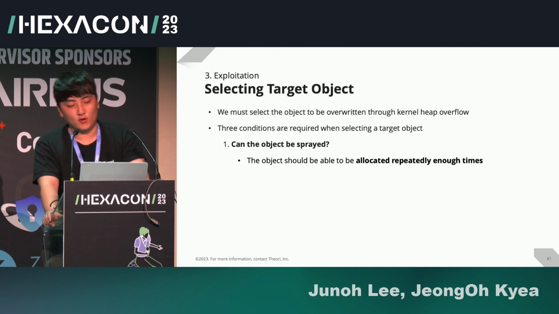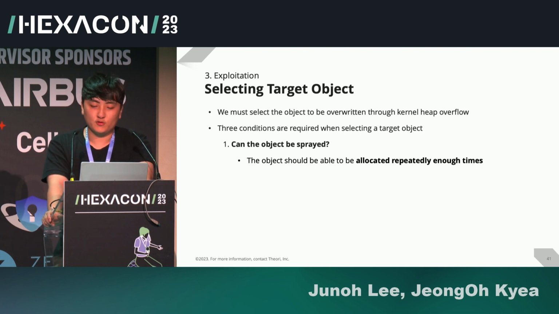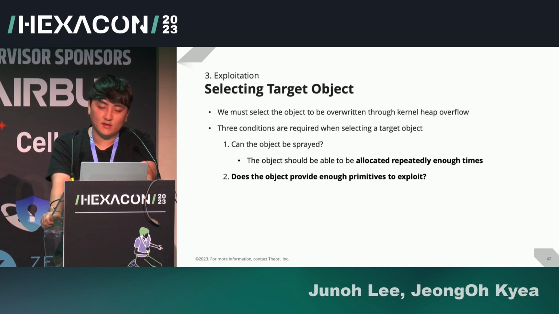Here, capability of spraying means that a normal user must be able to create and release the kernel object. Next, the target object should provide a sufficient primitive by modifying object members. This primitive includes out-of-bound read or write, arbitrary write, or something. So what primitive is needed for privilege escalation in Windows?